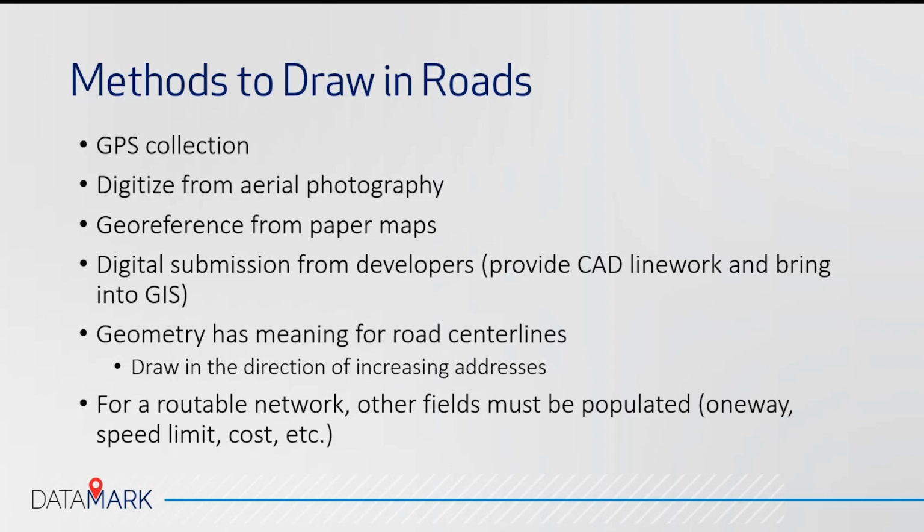Remember that geometry has a meaning. So the way that you draw in the roads has a meaning, right? So you want to draw them in the direction of the increasing addresses. And then, of course, if you are trying to build a routable network, like for closest unit routing or just for routing analysis in GIS, you're going to have to consider other fields as well. So like one-way, speed limit, cost, etc. Those are not required fields in the data model, but they are required if you want to build a routable network. Okay, so you have to think about the intent of the data and then populate the fields accordingly.